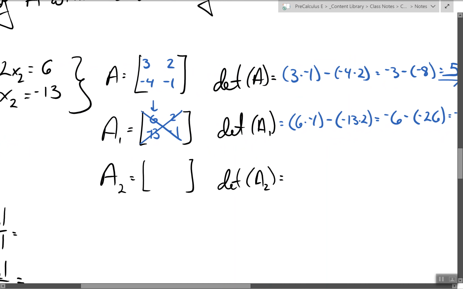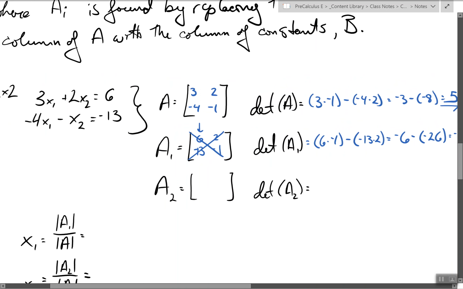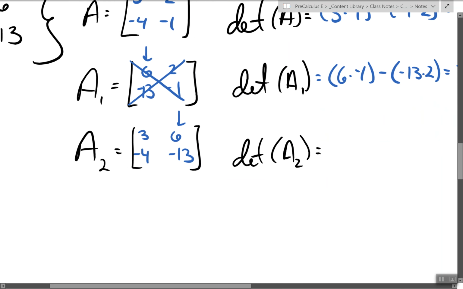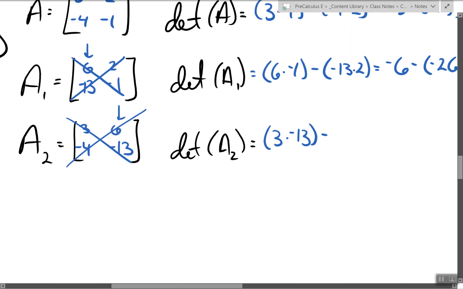They don't have to work out cleanly, but for these examples, they usually do because they're just kind of getting us started and they want to give us nice, easy answers. All right, so we're going to do the same process again. This time, though, we're going to replace column 2. So instead of having a 2 and negative 1 in the second column, we're going to replace that with our answers, 6 and negative 13. So column 1 is back to 3 and negative 4. And then column 2 is now 6 and negative 13. Same process again, we take the determinant, so the crosses here, we have 3 times negative 13 minus negative 4 times 6.